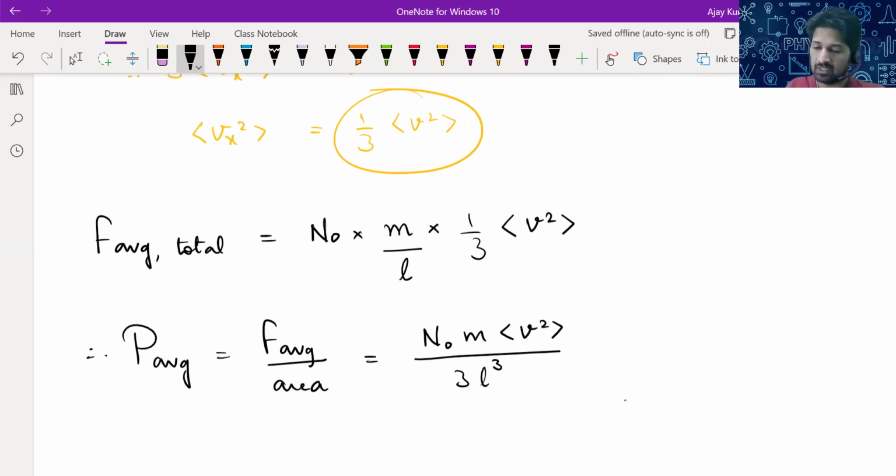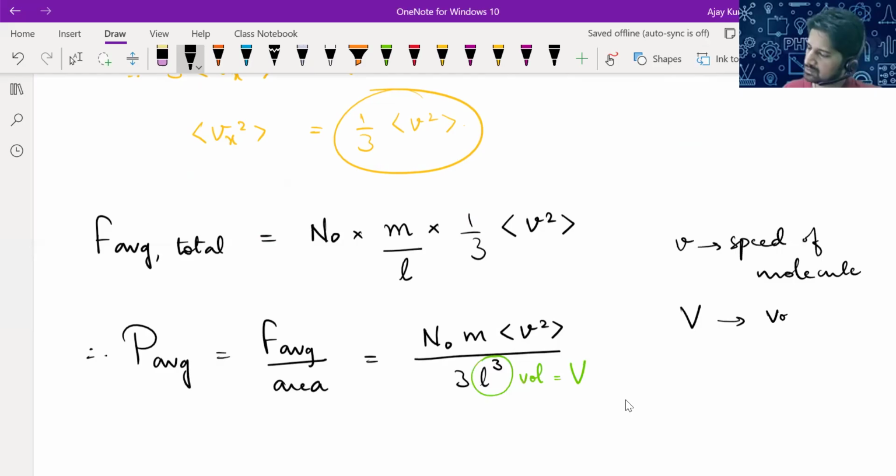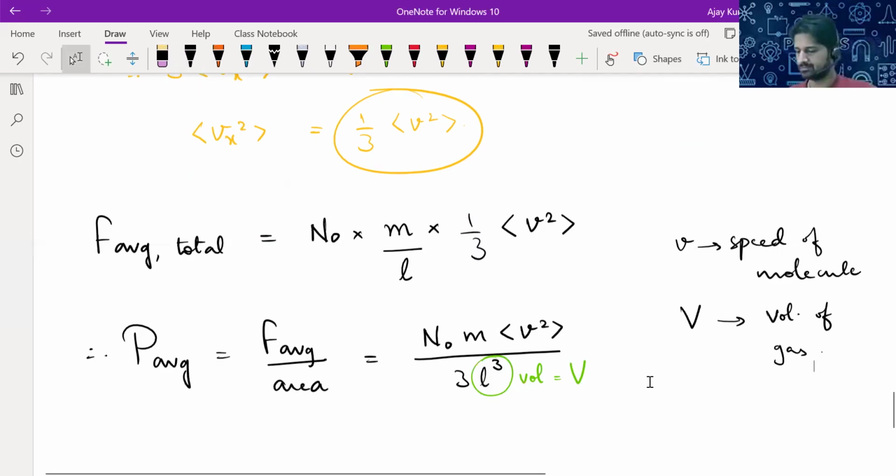Now L cube is nothing but the volume of the container. We considered a cube of side L. So L cube becomes the volume. We'll write this as capital V. Small v stands for speed of gas molecules. Capital V stands for volume of gas, or volume of container also you can say. Volume of container itself is the volume of gas.